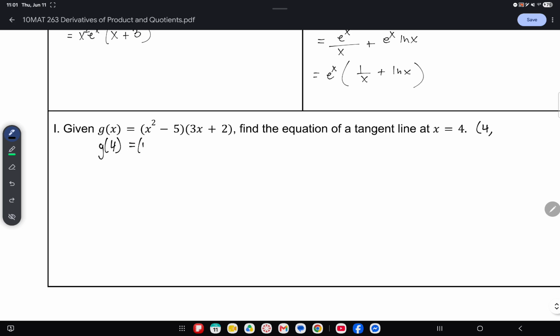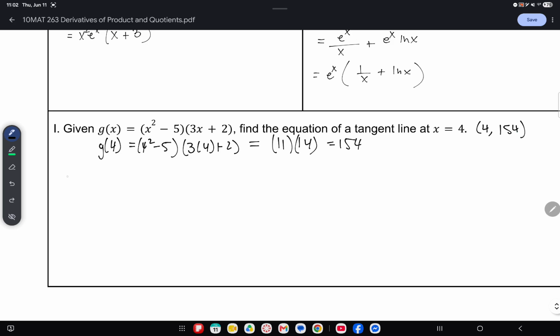So g of 4. So 4 squared minus 5 times 3 times 4 plus 2. And for space, I'll just go sideways here. So 16 minus 5 is going to be 11. And then 12 plus 2 is 14, right? So then 11 times 14 is 154. So there's my point.